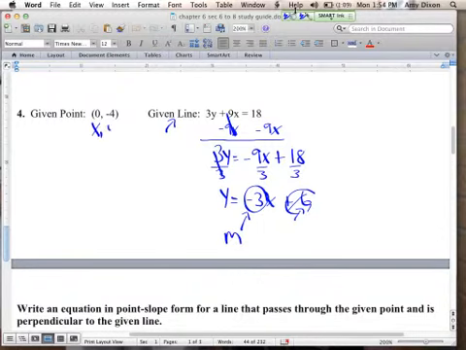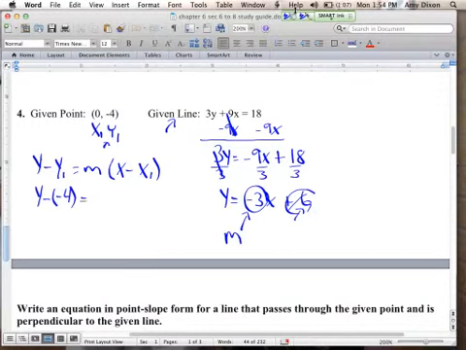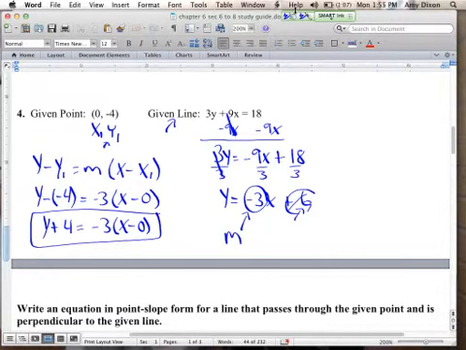Our point is our x1 and our y1. We want to write it in point slope form. Okay, so we're going to go ahead and plug in what we know. We have y minus y1. y1 is negative 4. y minus a negative 4 equals m is negative 3, parentheses, x minus 0. Now, we can go ahead and make that double negative a positive. So let's just call it y plus 4 equals negative 3, parentheses, x minus 0. And this is our equation in point slope form. And that is how you write equations of lines that are parallel.